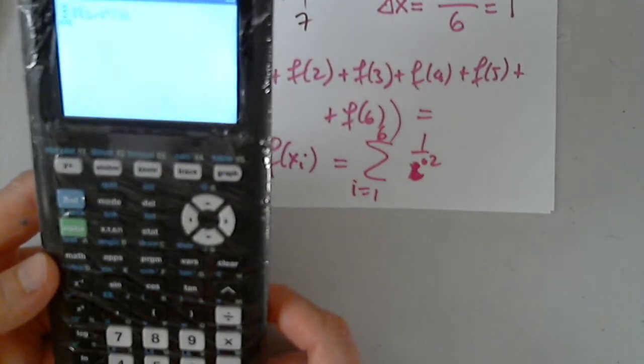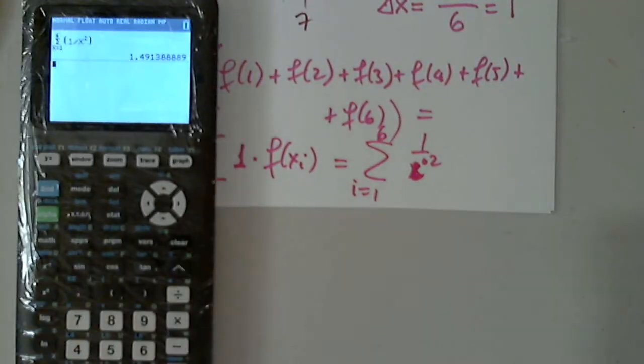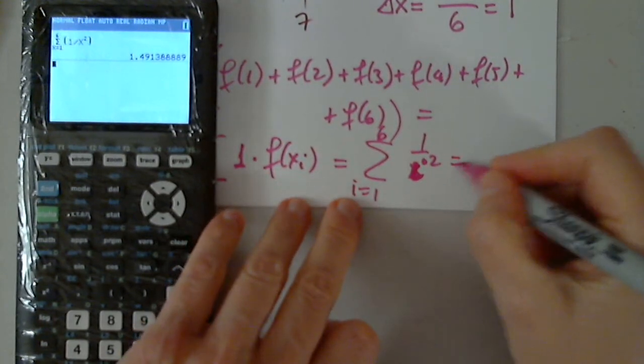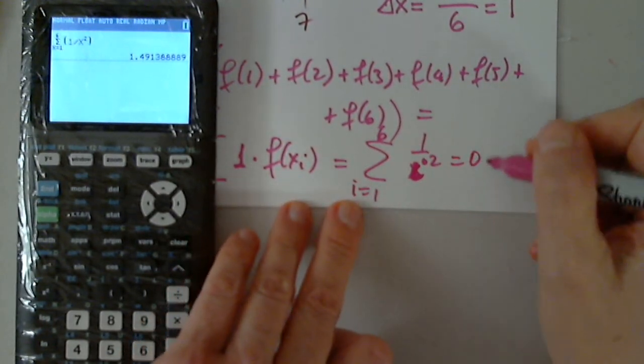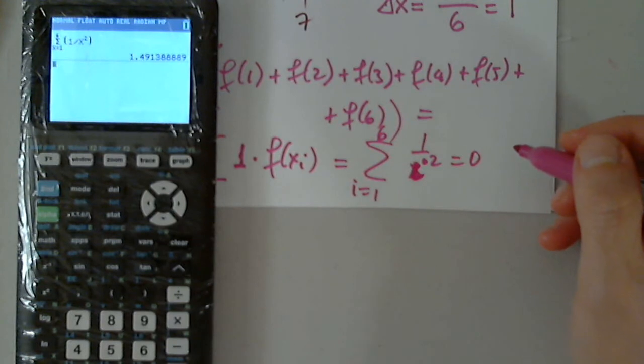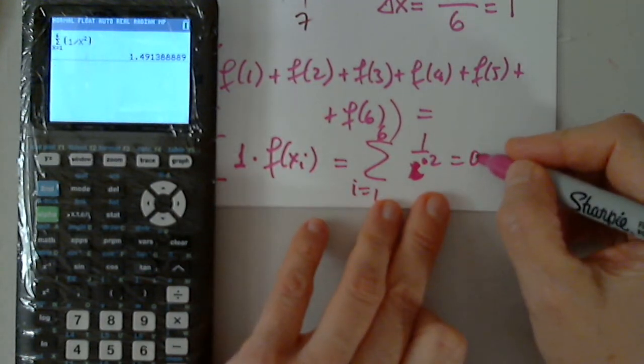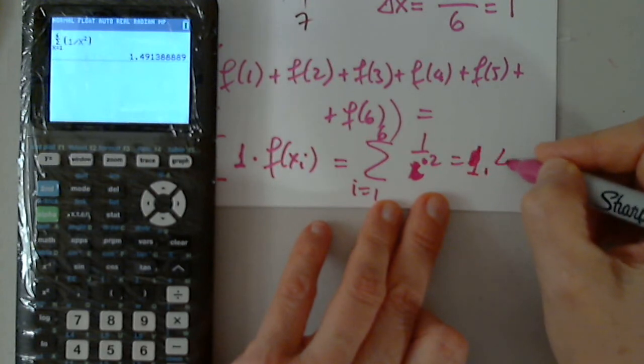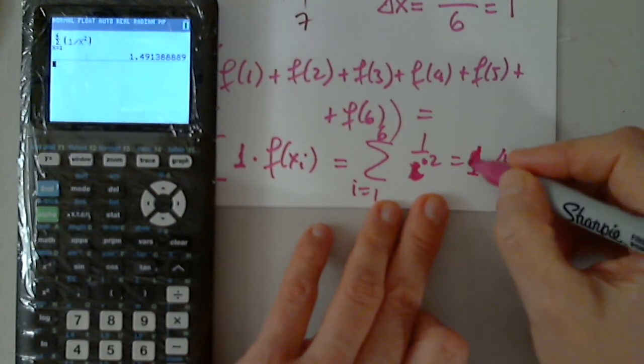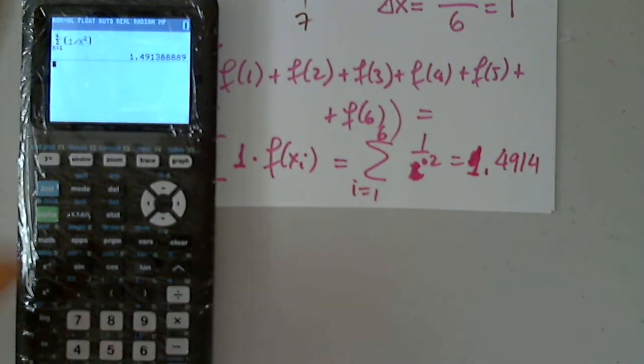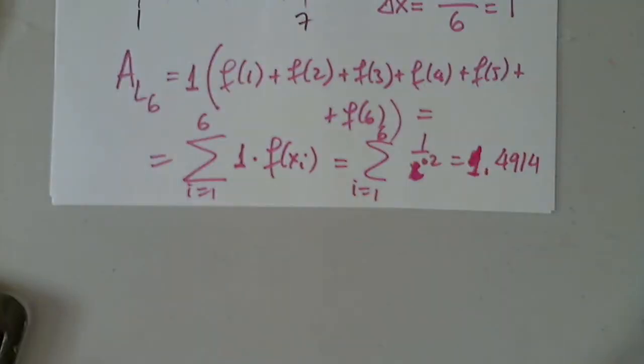Okay, so when I click enter, I get 1.49 blah, blah, blah. Why did I write 0? Let me see how many decimals, they said 4 decimal places. Okay, so 1.4914.